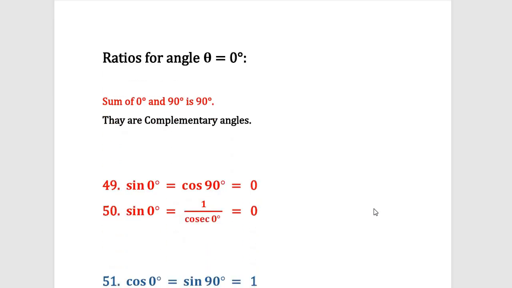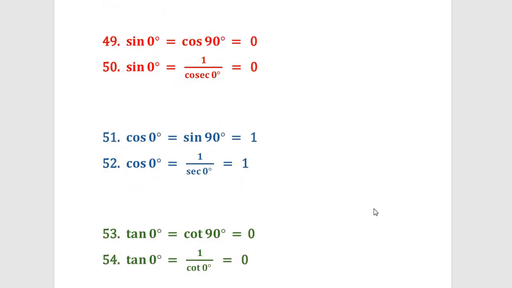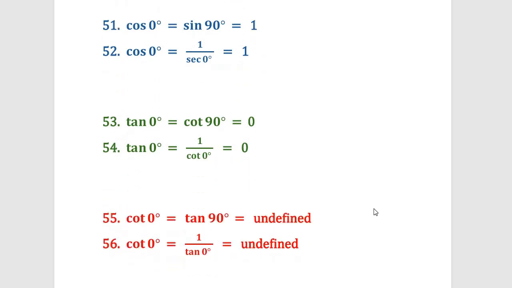Lastly, we'll see ratios for angle theta equals 0 degree. We know the sum of 0 degree and 90 degree is 90 degrees. So 0 degree and 90 degree are complementary angles. Formula 49. Sin 0 degree equals cos 90 degree equals 0. Sin 0 degree equals 1 by cosec 0 degree equals 0. Formula 51. Cos 0 degree equals sin 90 degree equals 1. 52. Cos 0 degree equals 1 by sec 0 degree equals 1.